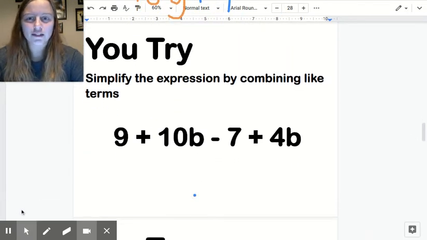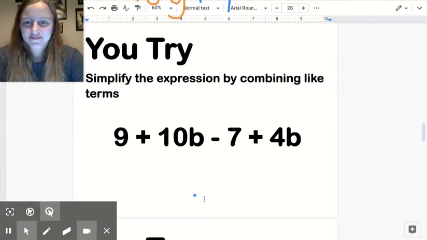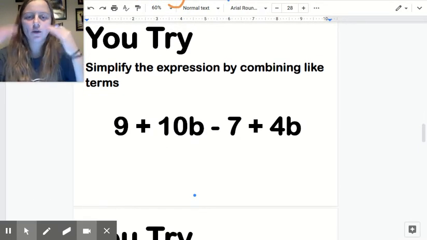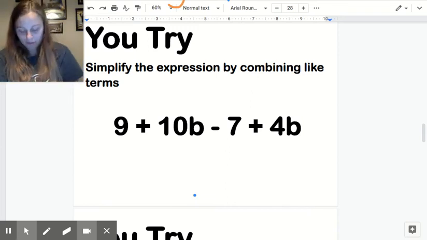Try it in your notebook. We'll pause the video while you work. All right, so let's see here. What can we combine? What things can go together?